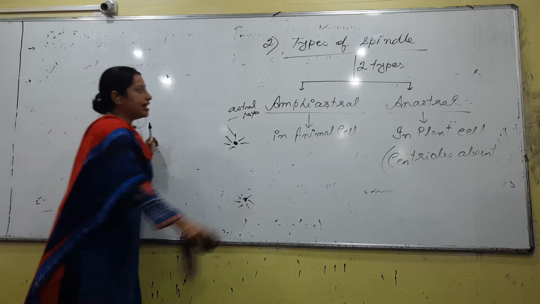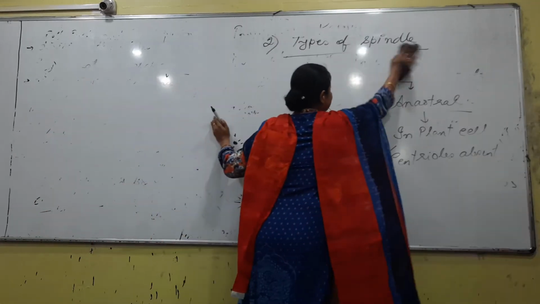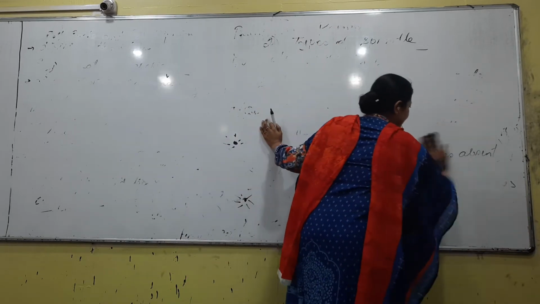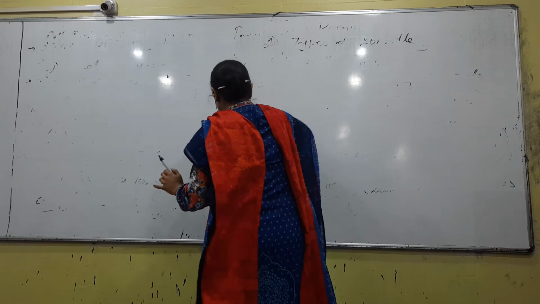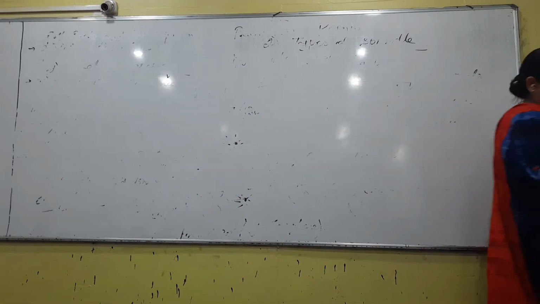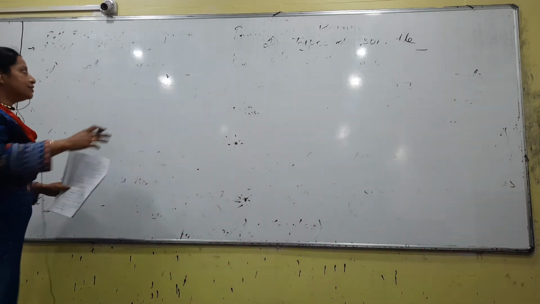So a question has come about amphiastral or anastral. Amphiastral is in case of an animal cell, and anastral condition is in case of a plant cell. So we call it anastral spindle and amphiastral spindle.